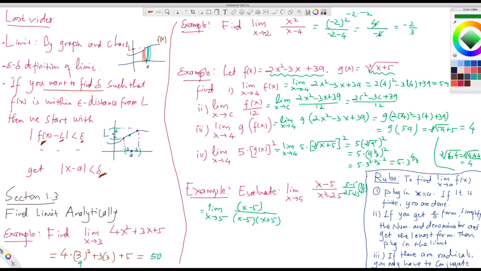You see that? Now x minus 5 divided by x minus 5 is 1. You can cancel that out. And what is left is limit x tends to 5 of 1 over x plus 5. Okay? So now the next step is just plug in x equals 5 there. 1 over 5 plus 5 is 1 over 10. Okay, so this is slightly different from the previous problem.